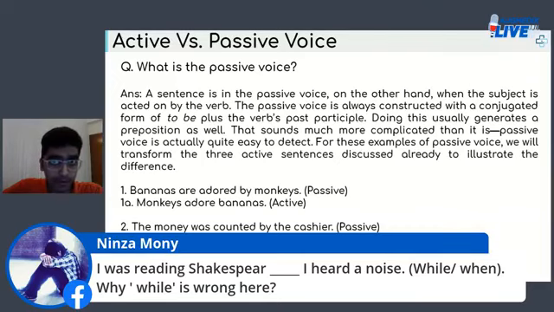So the hearing of that noise is a one-time action, a very quick incident. Such a noise didn't take place for a long time. It just happened, right? You just heard a noise. So you have to go with when in this case, not while.